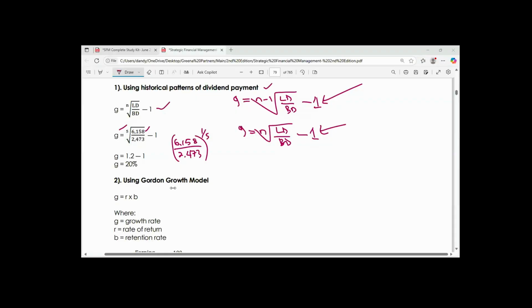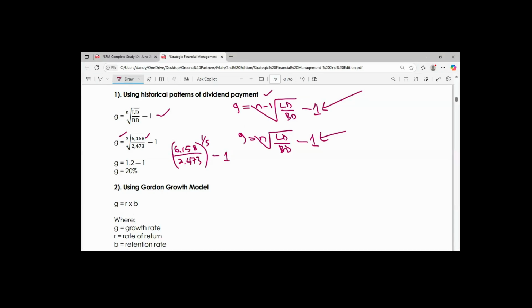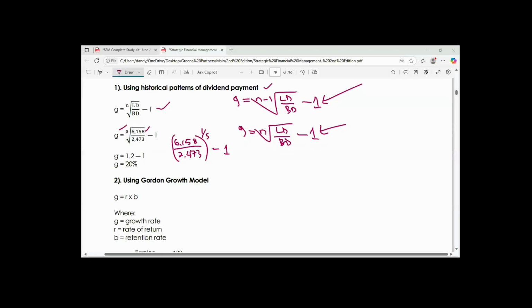That's the 1.2 you are seeing there. Then you subtract 1, then you multiply by 100%. So that's what gave us the 20%. That's all you need to do: just say minus 1, then multiply by 100%. That's 20%. That's how we got the 20% using the historical pattern.